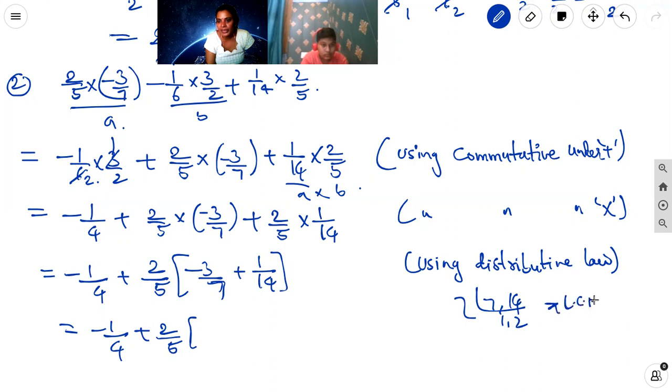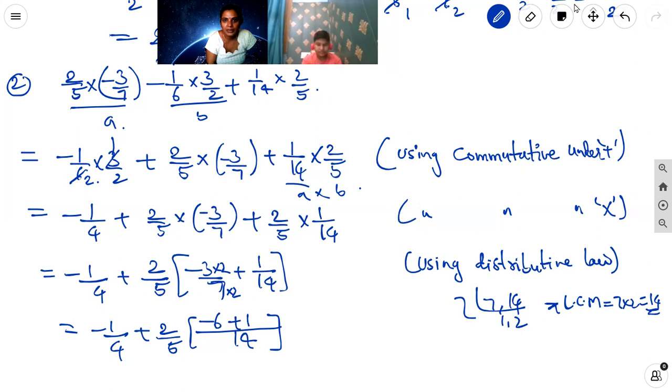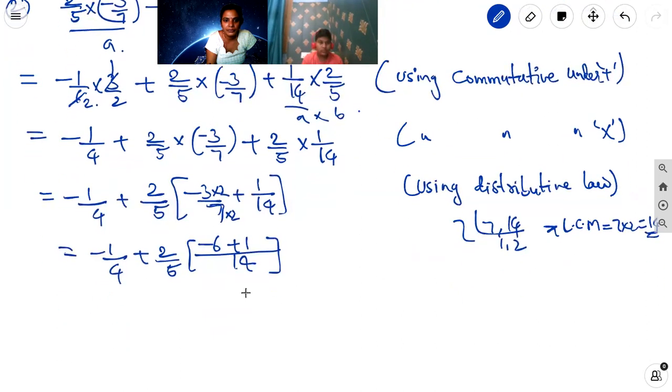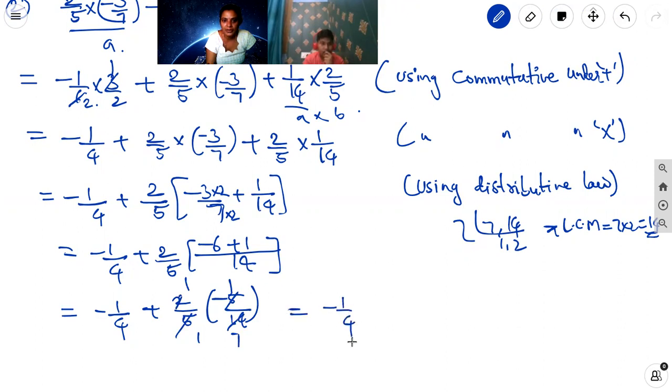So the LCM is 7 into 2, 14 is the LCM. You should multiply the first term with 2, then it is reduced to 14 as the LCM. Minus 3 twos are 6, plus 1. It is equal to minus 1 by 4 plus 2 by 5 into minus 5 by 14. 5 ones are 5, 5 ones are 5, 2 ones are 2, sevens are. It is equal to minus 1 by 4 minus 1 by 7.